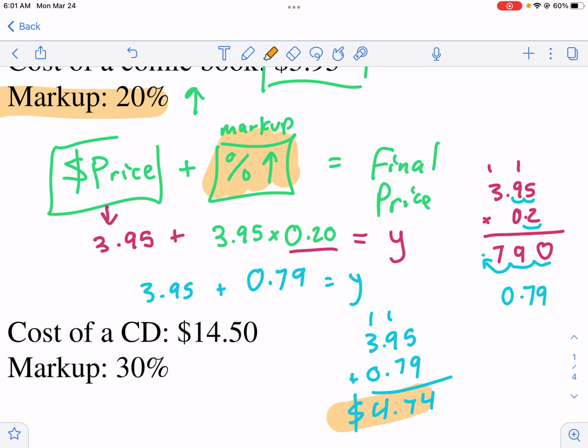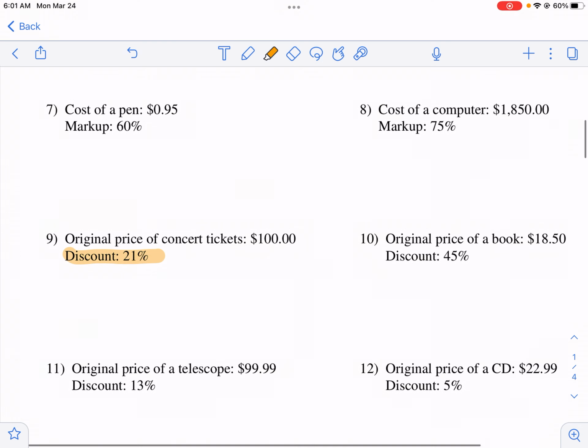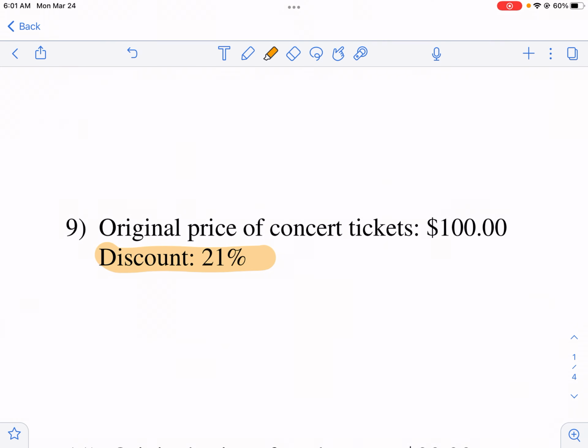And I'm back. Okay, I'm just going to use the calculator for speed's sake. But that was a markup problem. Let's go to a discount problem. So here we have concert tickets, $100, and there's a discount of 21%. This is going to be the most common real-world situation that we're going to see is a discount.